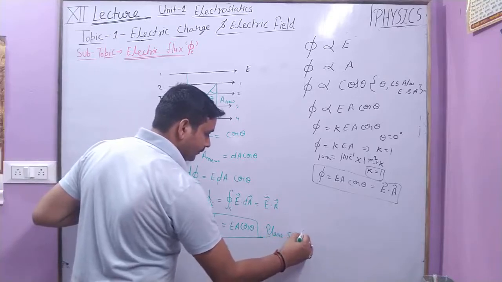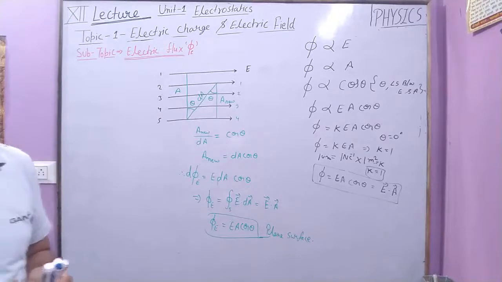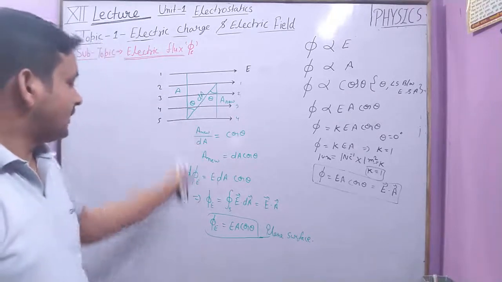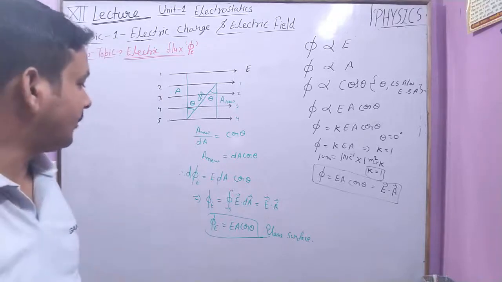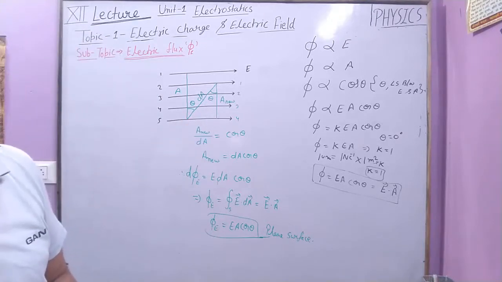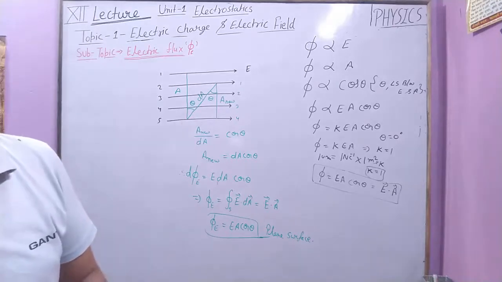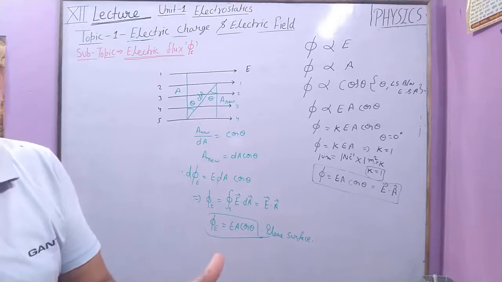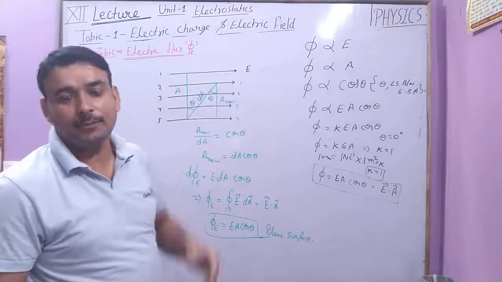Plane surface. Okay. Now this is a very simple explanation or mathematical representation of the electric flux linked with the surface. But generally we get curved surfaces which are not symmetrical at every point.